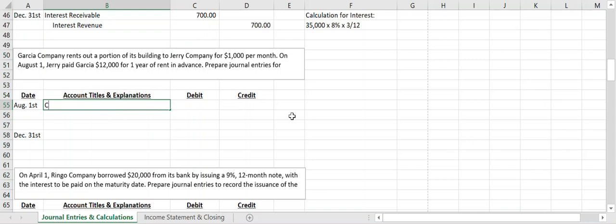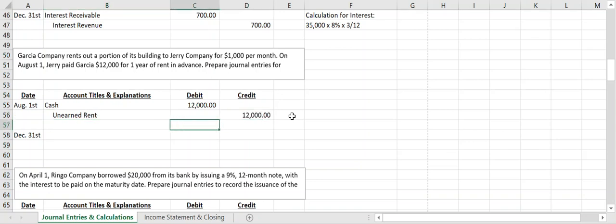So we received the cash on August 1st, and we received a full $12,000. We cannot record that as revenue as of August 1st because we haven't earned it. We don't earn revenue until we've actually provided a service or sold a customer a product. So this becomes our unearned rent. It's unearned because I've not done anything to earn it yet, so it becomes a liability. I owe Jerry $12,000 worth of renting. So we owe them 12 months of being able to rent our office facility.